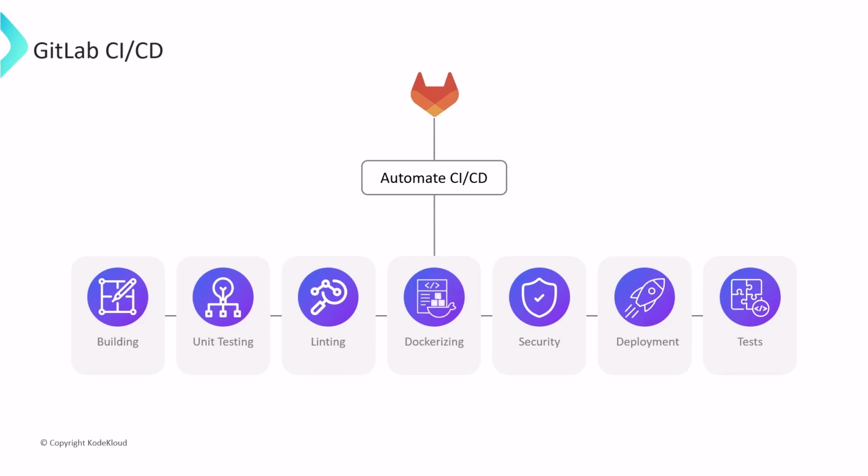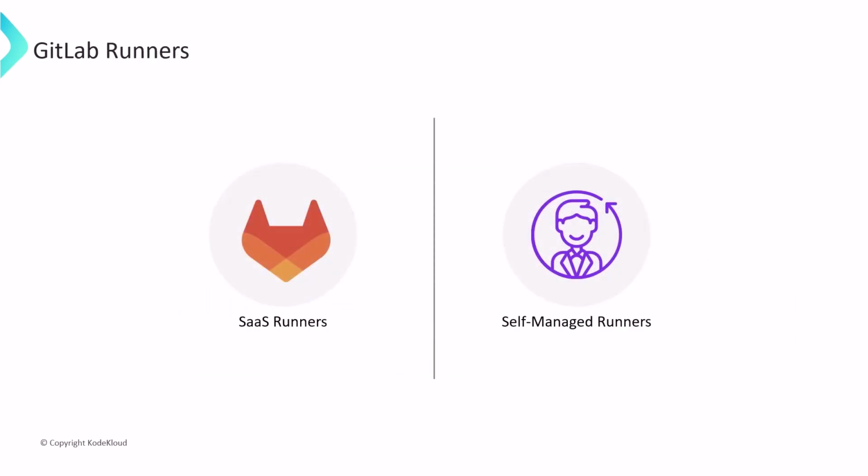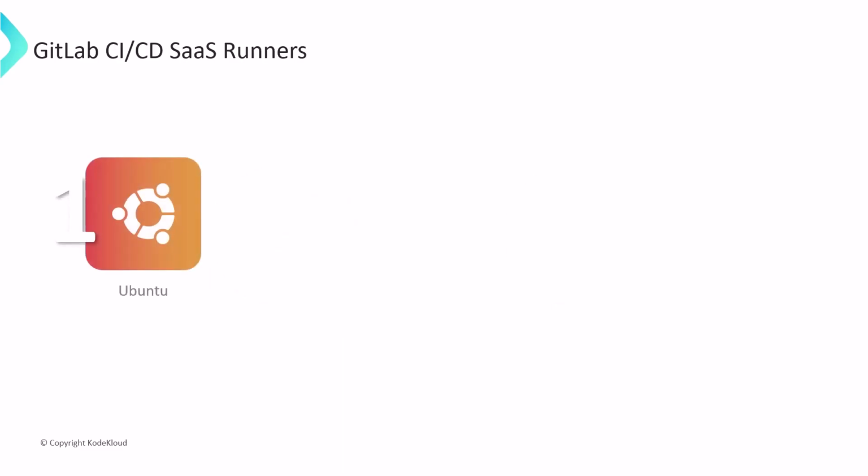So how are the CI/CD jobs executed? Runners are the agents that run your jobs. GitLab Runner works with GitLab CI/CD to run jobs in a pipeline. Out of the box, GitLab CI/CD offers two main options: software as a service (SaaS) runners and self-managed runners. In this session, we'll have a brief look at the SaaS runners, and later on, we'll also explore self-managed runners in a separate segment. SaaS runners are hosted and managed by GitLab.